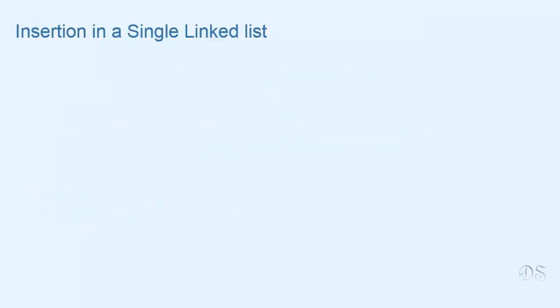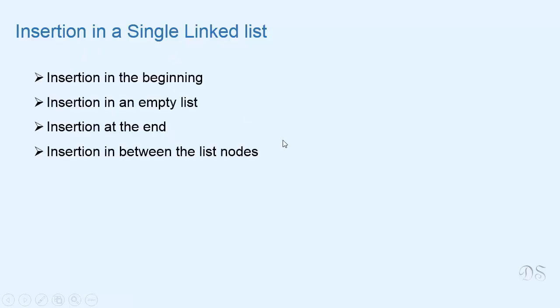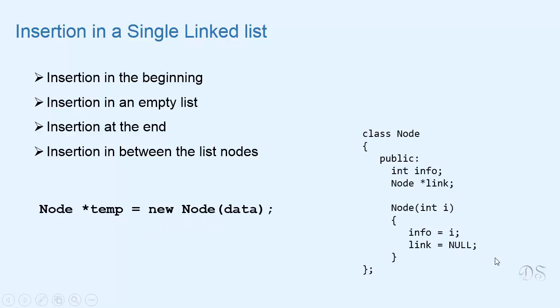In this lecture, we'll see how we can insert a new node in a single linked list. These are the different cases of insertion. We'll see all these cases one by one. To insert a new node, we'll allocate a node and make this pointer temp point to that new node. This is the node class constructor. So this data will be used to initialize the info part, and the link part of the new node will be initialized to null.